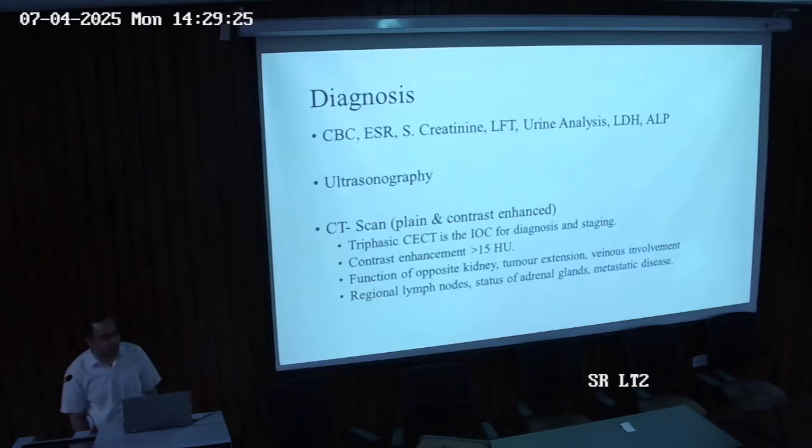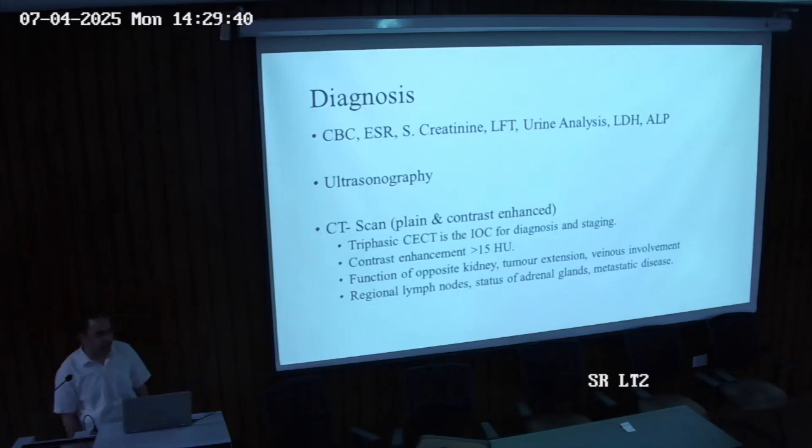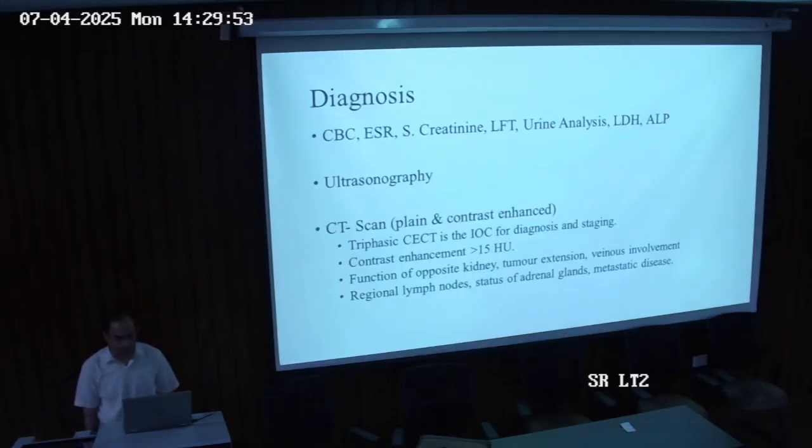So on CT scan, what you will see is a contrast enhancement of more than 15 Hounsfield units. So in your question also, if it is written that after CT contrast the tumor enhancement is more than 15 Hounsfield units, directly go for malignancy. And the CT scan gives other information: the function of the opposite kidney, tumor extension, whether there is venous involvement, the status of regional lymph nodes, the status of the adrenal gland, and other metastatic sites, liver and spleen, other organ metastasis.